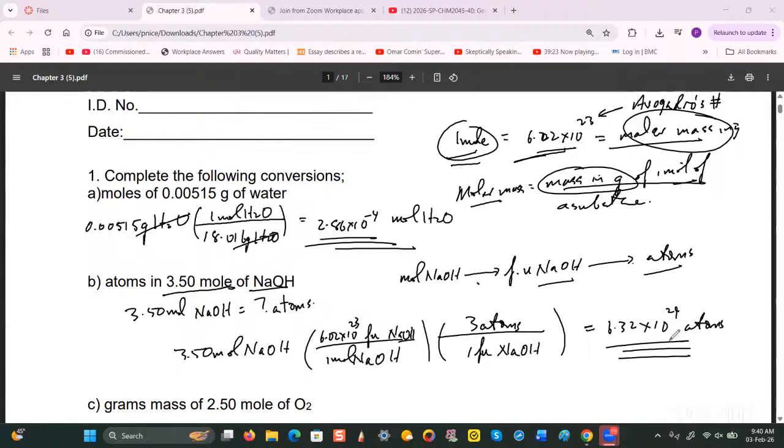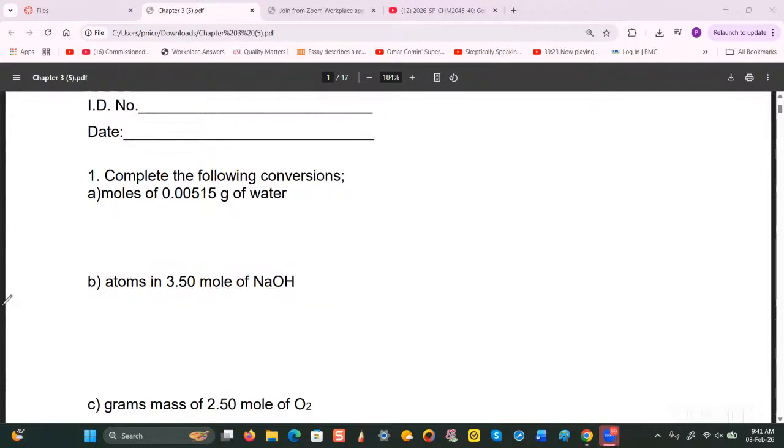Any questions about this one? Questions out there in Zoom? Okay, is it okay for me to clear this? All right, let me clear this, because I need to scroll down to the next question.